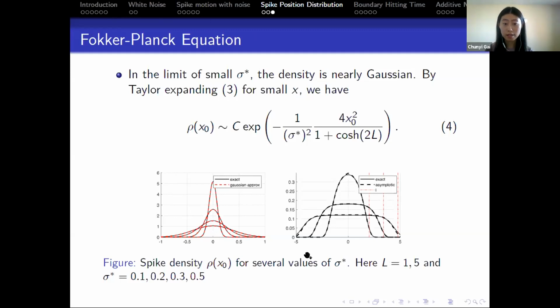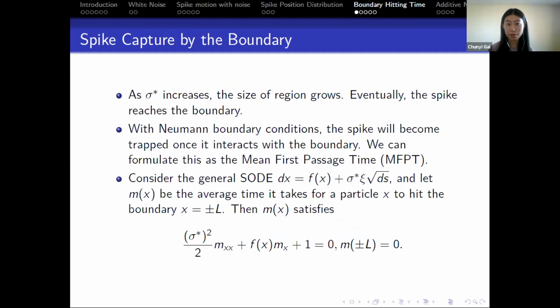For this result, we have assumed the noise is small, so the probability for the spec to reach the boundary is almost 0. However, as we increase the noise, from top to bottom, sigma star from 0.1 to 0.5, the distribution is getting fatter. And for even larger noise, there will be a non-vanishing chance for the spec to reach the boundary. In that case, this distribution result doesn't really work. But we can actually predict how long it takes for the spec to hit the boundary.